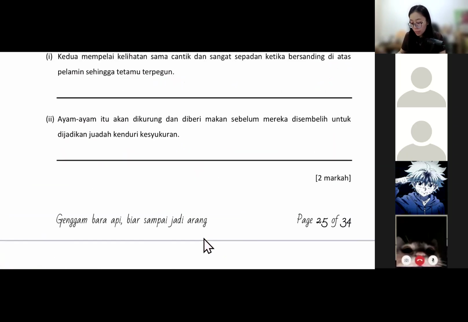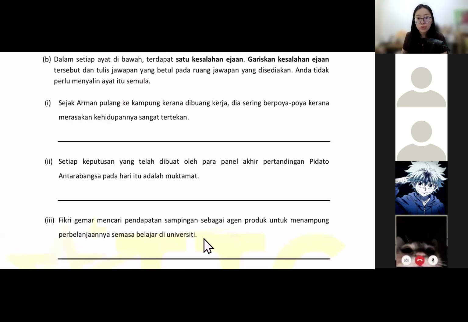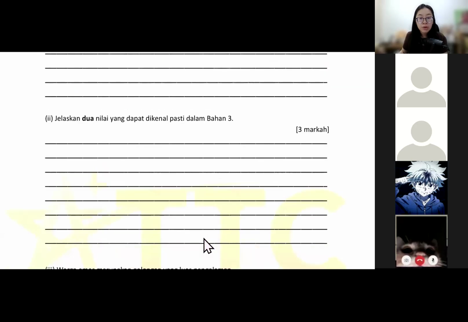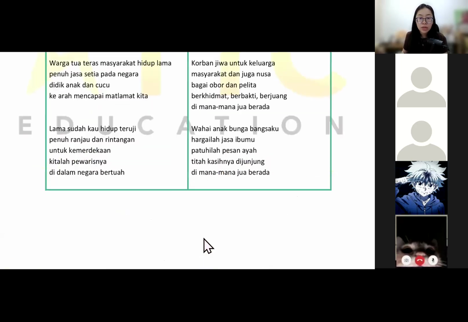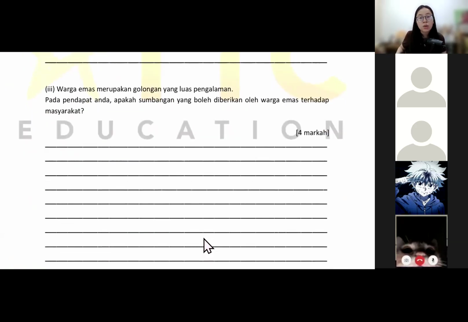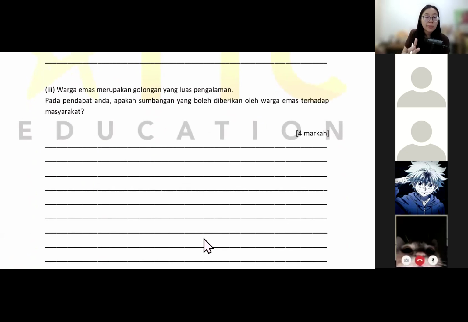Now we go for pemahaman. Same goes with this. This one you try to do and then check your answer. We go for pemahaman for keyboard questions. 1 and 2 is based on questions, so I don't discuss already. Now, number 3. Warga emas merupakan golongan yang luas pengalaman, which is the old people. Okay, is a group with person that has a lot of experience. Now, pada pendapat anda, apakah sumbangan yang boleh diberikan oleh warga emas, which is what old people can contribute to the society?